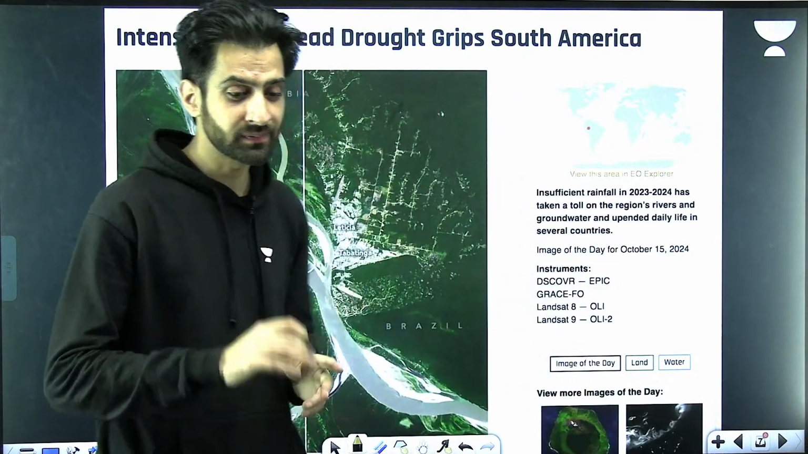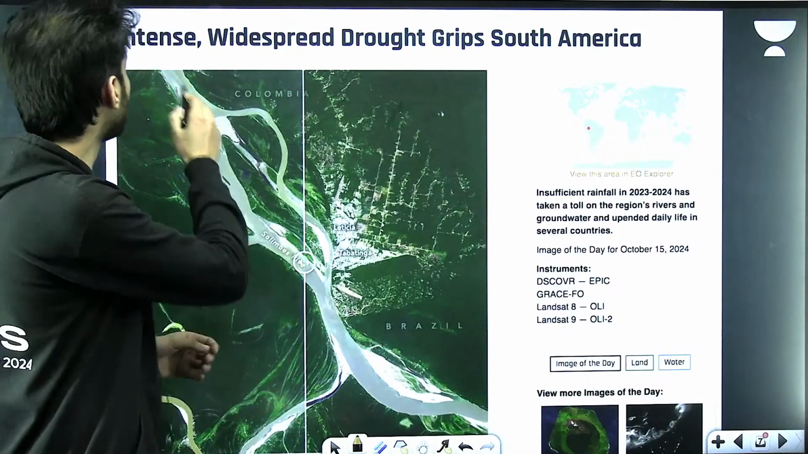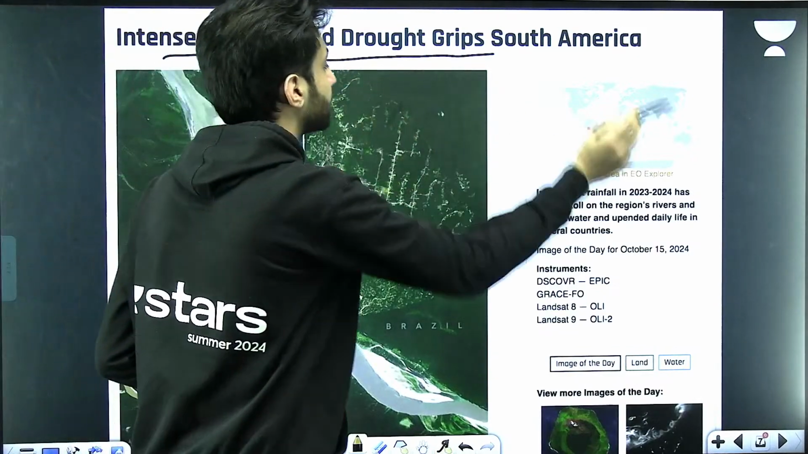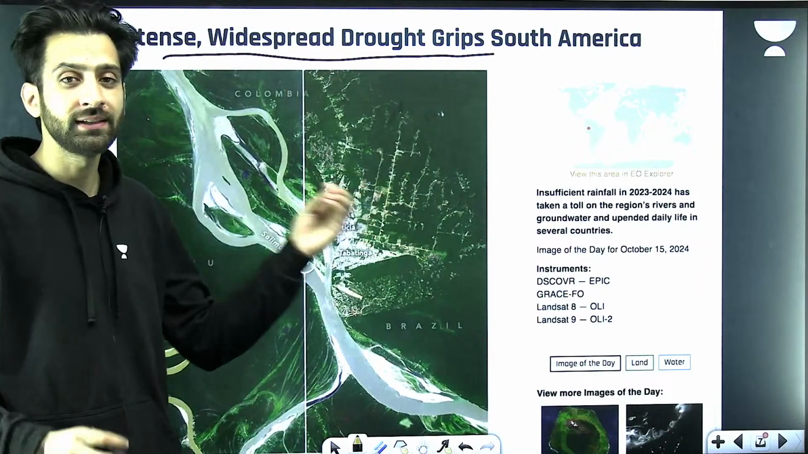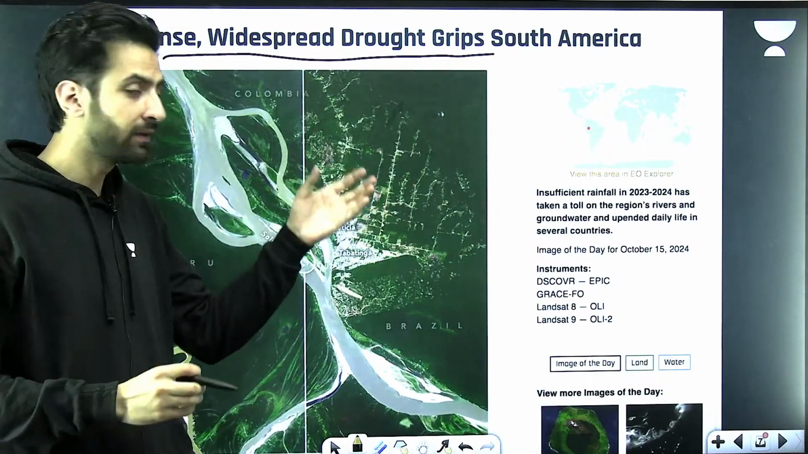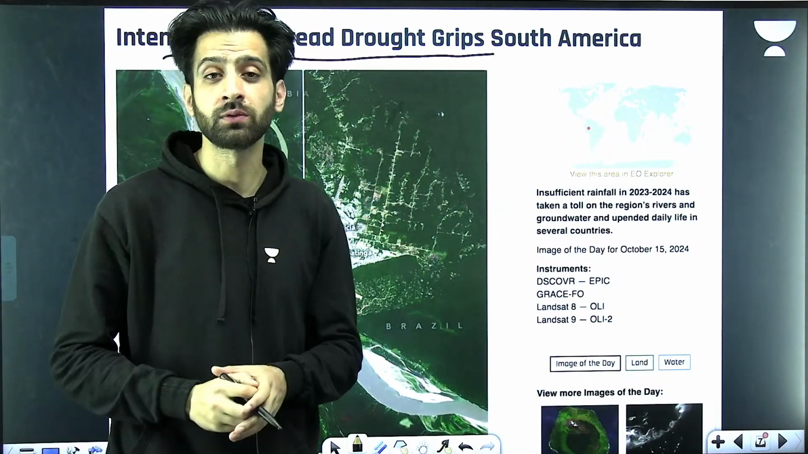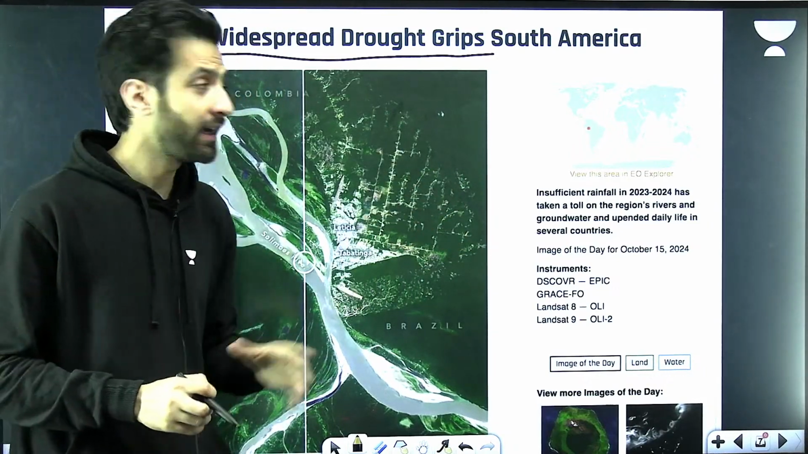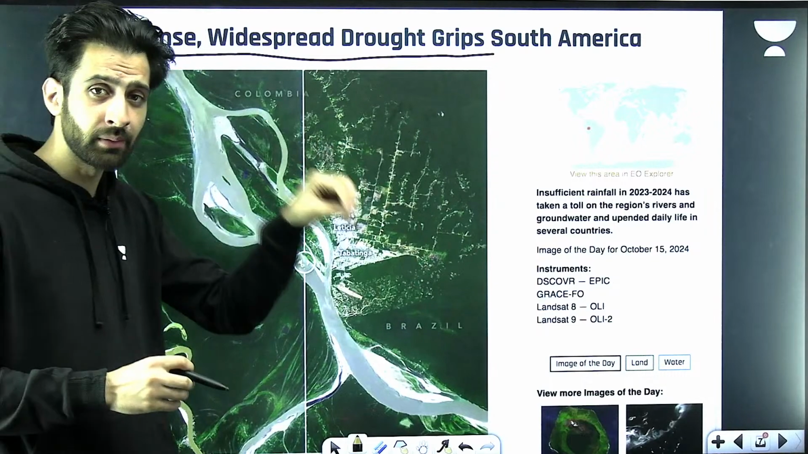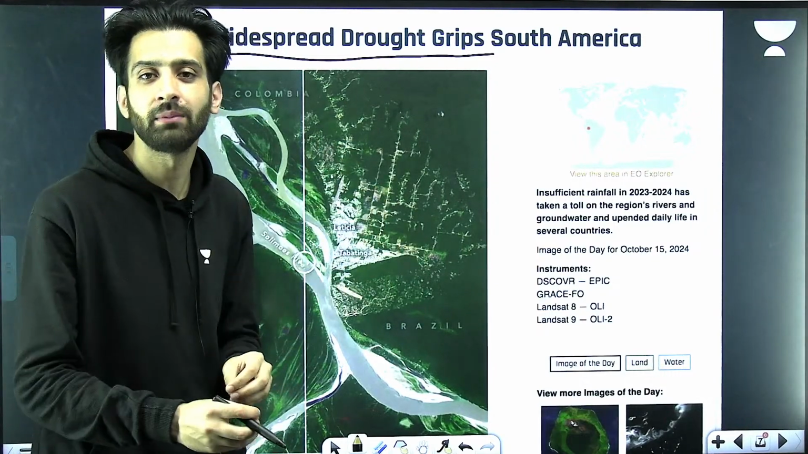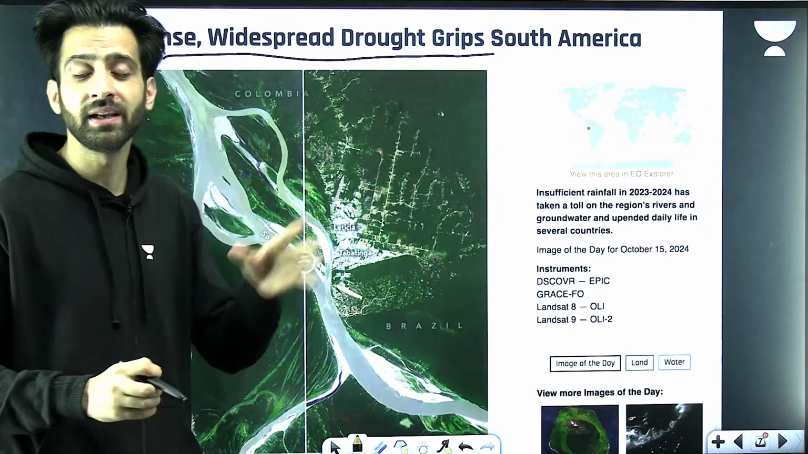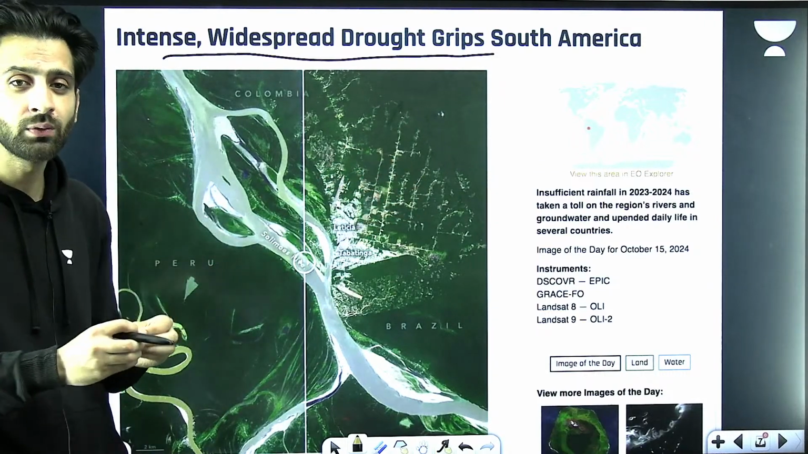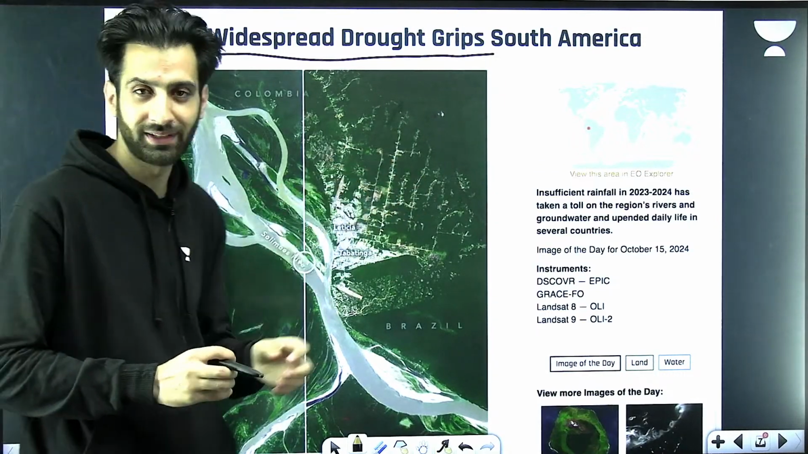Now, South America is all the more important because of the widespread drought that is right now going on in this place. As you know, a very important place is the Amazon forests that are there in the South American continent, and the Amazon forests are degrading day by day. Desertification is taking place in this region. That is why we should have a good knowledge of this continent as well.